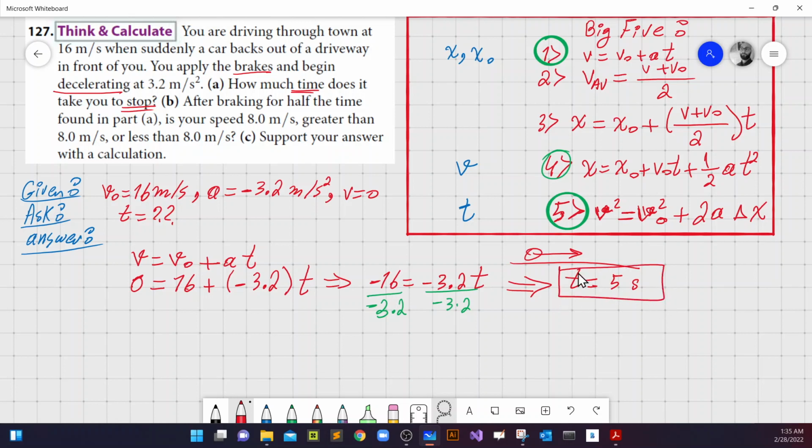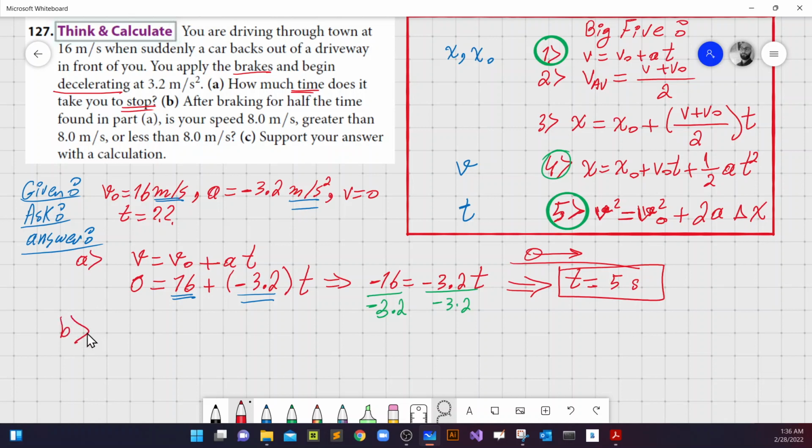How did we know that the unit of time in this answer will be in seconds? It's clear because all the physical quantities in this equation are in SI units. 16 is in meters per second, which is the SI unit of velocity. Minus 3.2 is in meters per second squared, which is also an SI unit. So the final answer should also be in SI units, and we know that the SI unit of time is second. This is for part A.